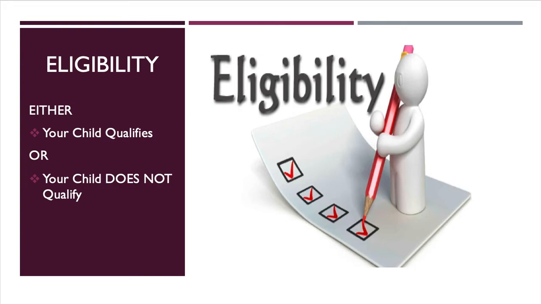Your eligibility meeting is very important. It is very important that you participate, because the eligibility meeting is truly where the determination about your child is made, whether or not they're going to be given that IEP. Either your child qualifies based on their findings or your child does not qualify. If your child qualifies, the next step is to move forward with setting up that IEP. However, do not be dismayed if your child does not qualify.